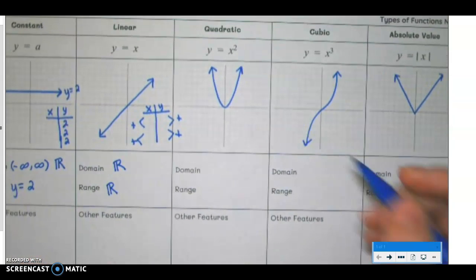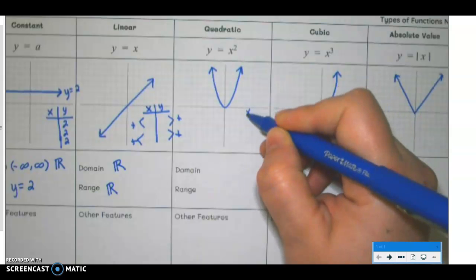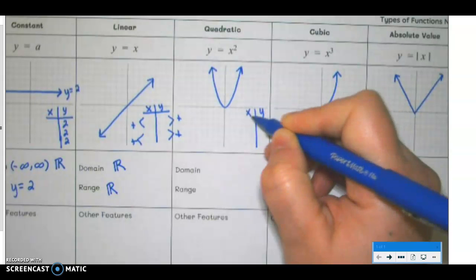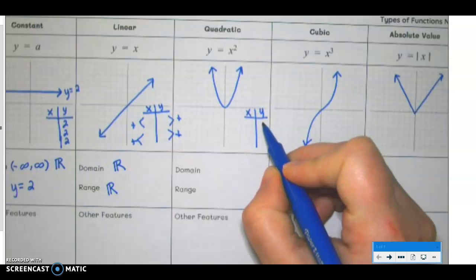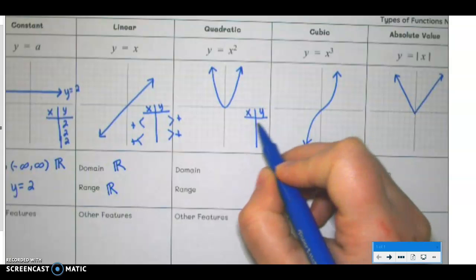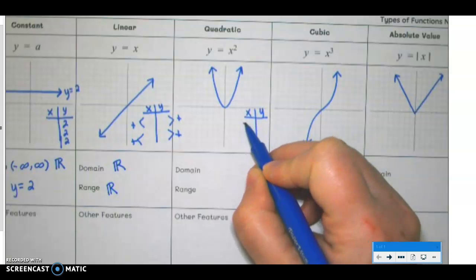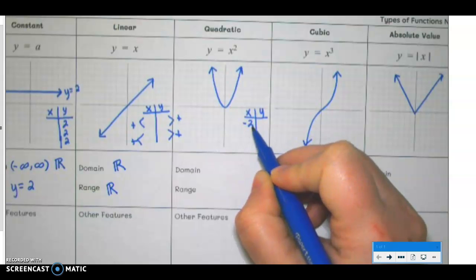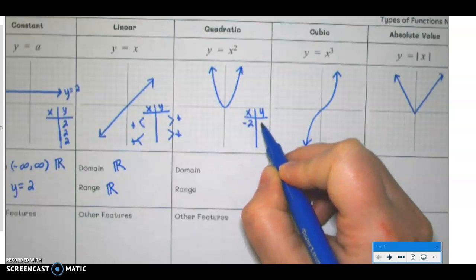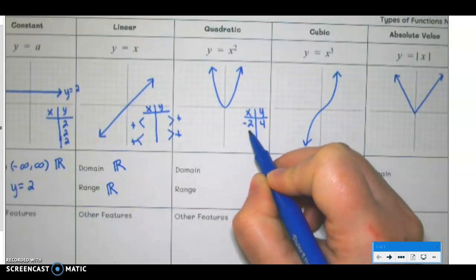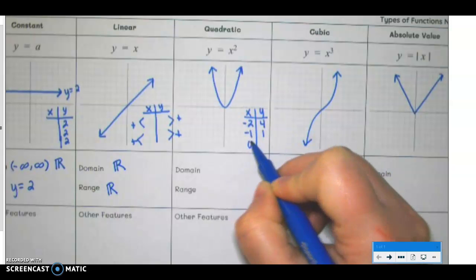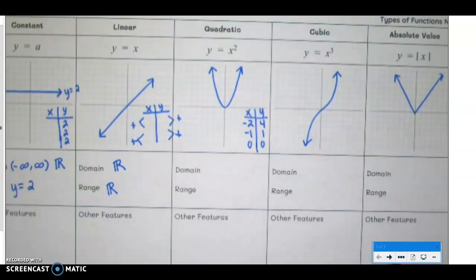All right, quadratic. Quadratic has the x being squared. So what you're going to notice a lot of times in the table of these, you have to take the x value and square it. So negative 2 squared is 4, negative 1 squared is 1, 0 squared is 0, but just take the number that's in the x column and square it.